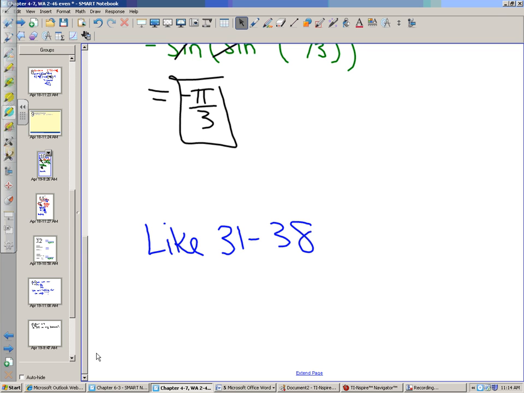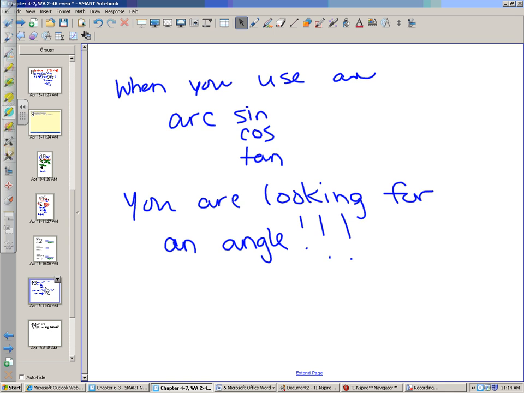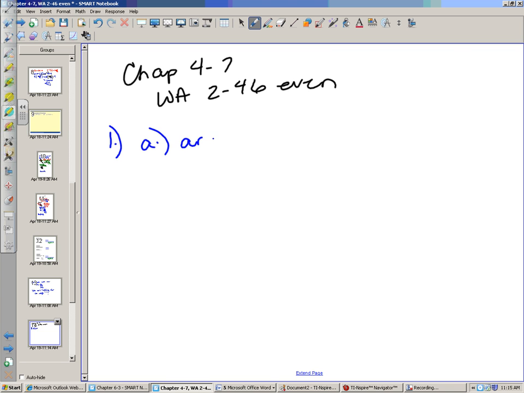Now, I want to show you a couple things on the calculator. So I'm actually going to start your homework. Remember your homework was 4-7, 2 through 46 even. Now, problems 1 through 7. Number 1, the arc sine of 1/2. What does that read in your mind? What should you be translating this as?